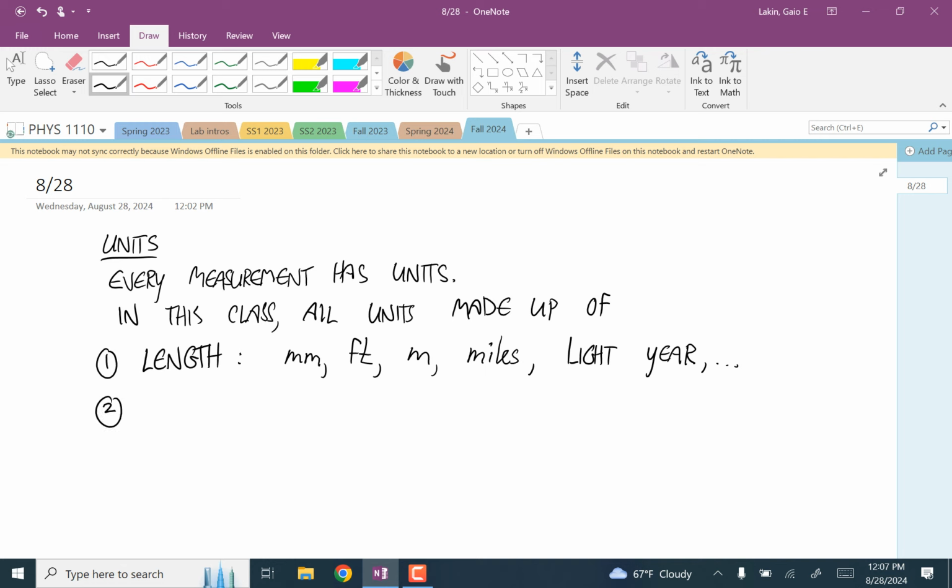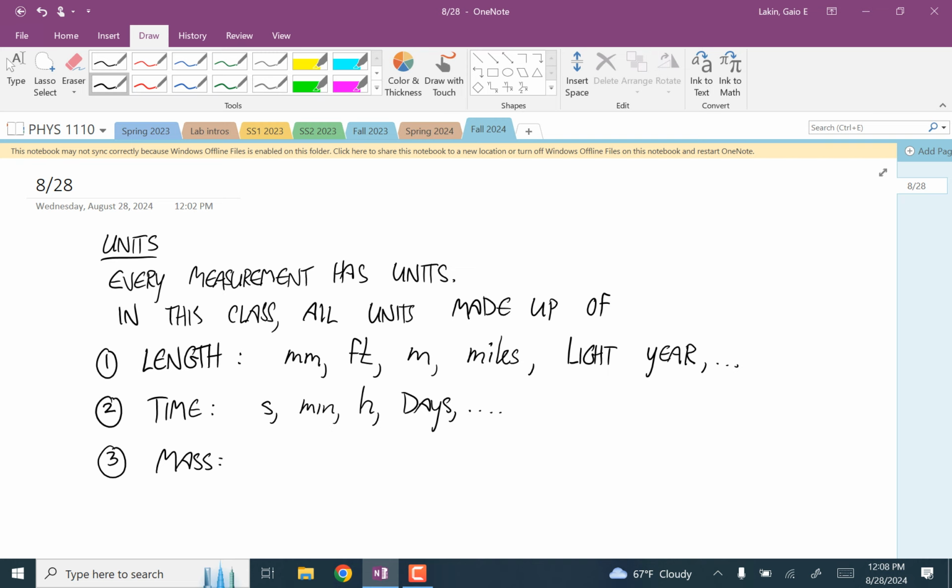The second basic unit is time. So units of time are seconds, minutes, hours, days, and so on. And the third one is units of mass.